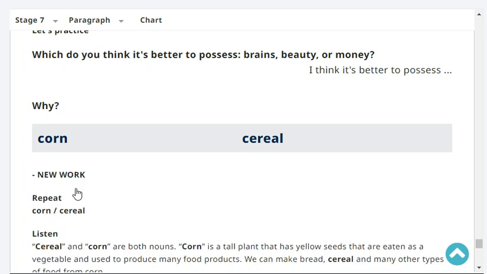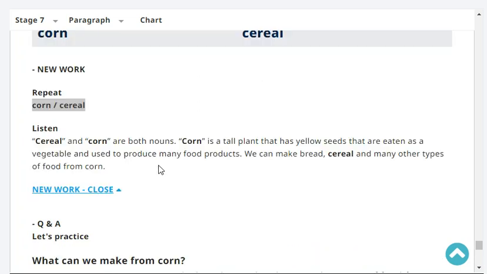Okay, next repeat. Corn. Cereal. Very good. Okay, listen. The words cereal and corn are both nouns. Corn is a tall plant that has yellow seeds that are eaten as a vegetable and used to produce many food products. We can make bread, cereal, and many other types of food from corn.